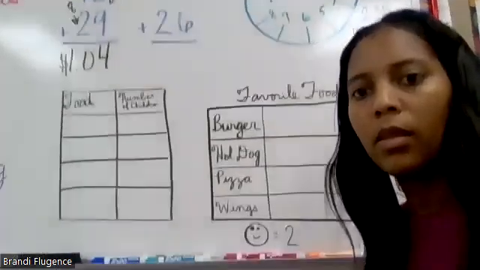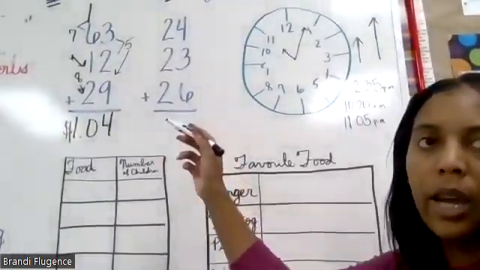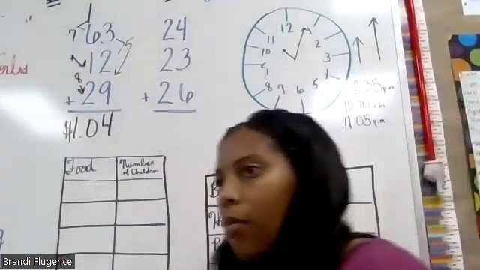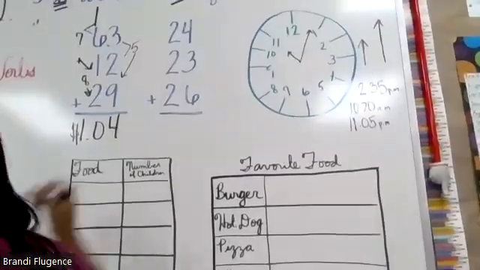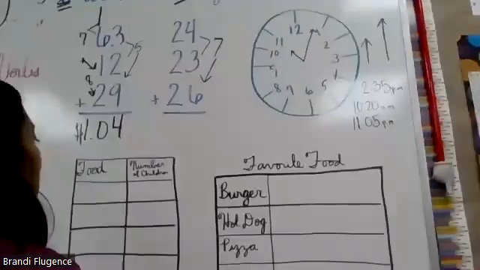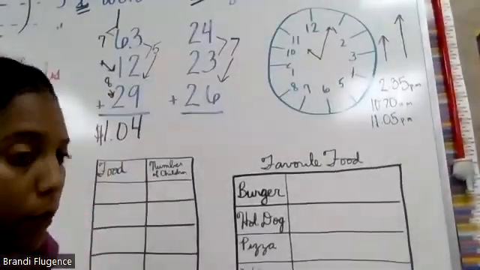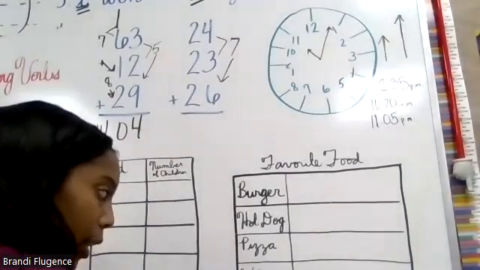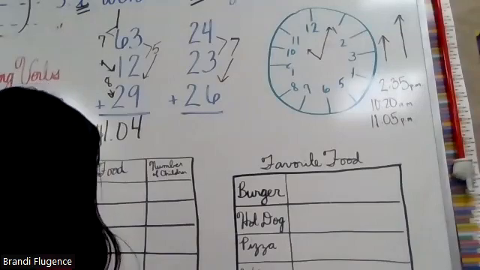It's 9. Okay, anybody want to do the second one for us? Okay, Dennis? 3 plus 4 equals 7. Okay. 7 plus 6 equals 13. How do I show 13?